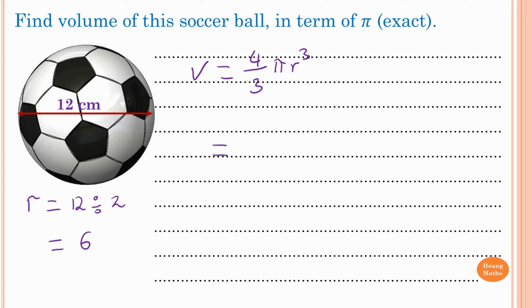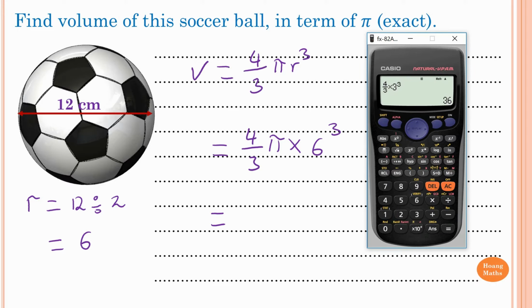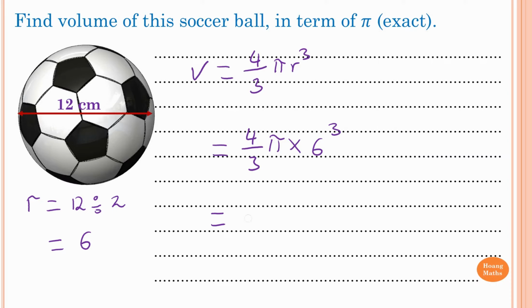So V is equal to 4 over 3 pi times 6 to the power 3. So I just put this in the calculator. That is 4 over 3 times 6 to the power 3. So this is it, 288. And don't forget the pi, okay? So which is 288 pi, and the unit is cubic centimeters.